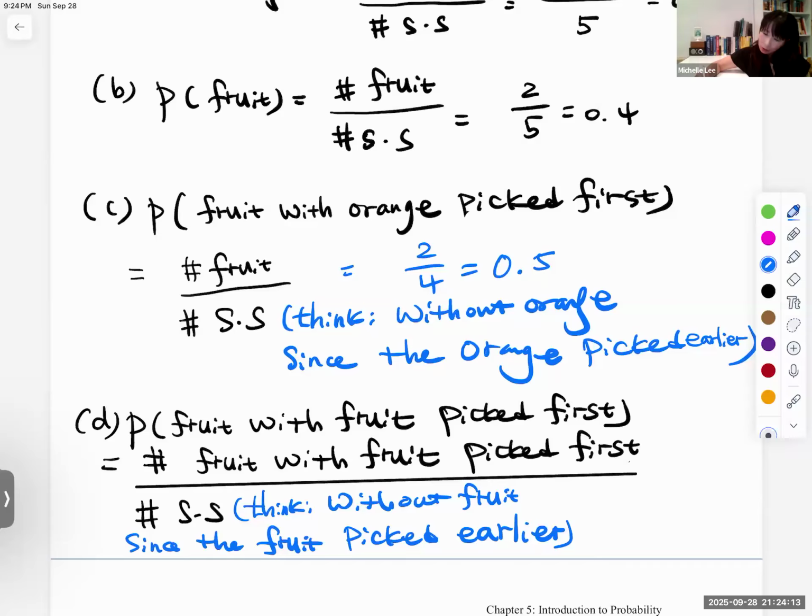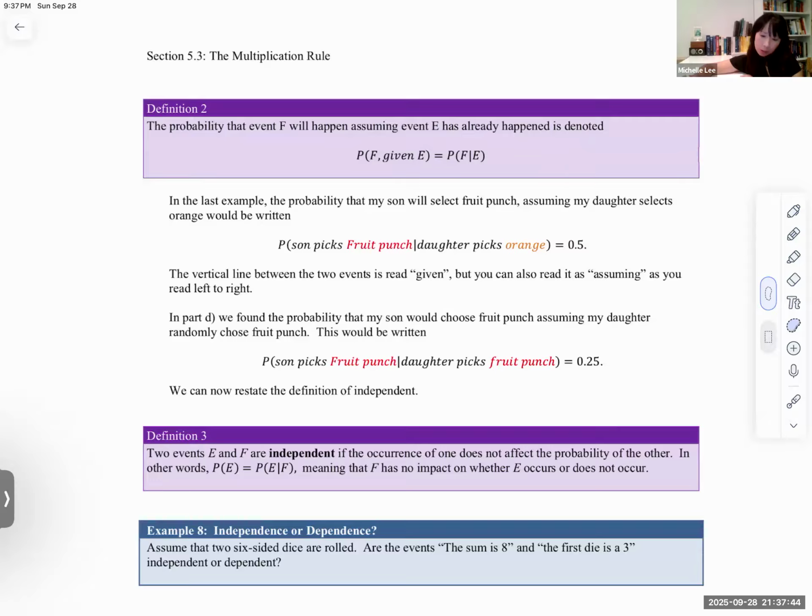Okay, so what do you get then? The sample space is 4 instead of 5. And then how many fruit punch are there? Because the fruit punch was already picked by my daughter, so how many do we have? 1 instead of 2, right? Which is 0.25, so 25%. All right, so let's take a look.